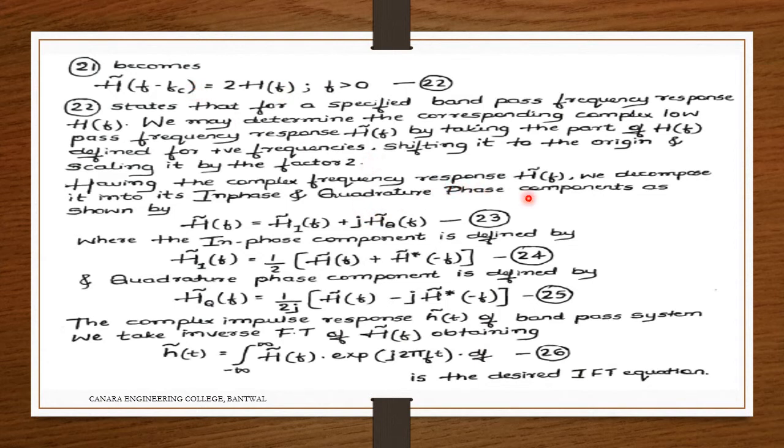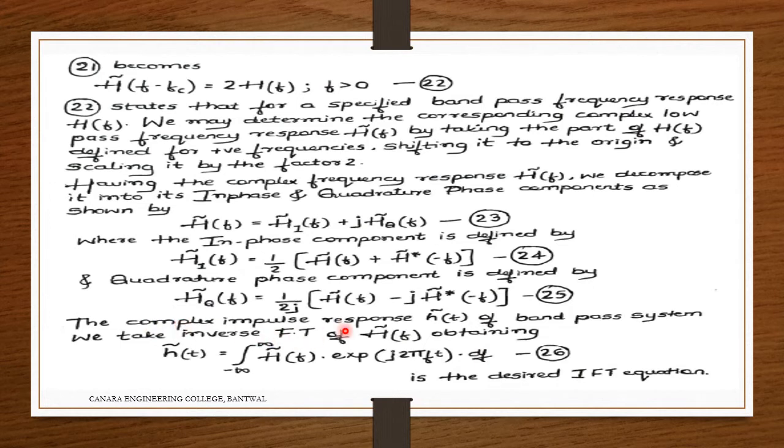Having the complex frequency response H cap of f, we decompose it into its in phase and quadrature phase components as shown by H cap of f is equal to H cap I of f plus j H cap Q of f, where the in phase component is defined by H cap I of f is equal to half of H cap of f plus H cap star of minus f. This is the in phase component. This is equation 24. Similarly, for the quadrature phase component, we define H cap Q of f is equal to 1 by 2j, because the quadrature phase is accompanied by the complex part here, times H cap of f minus H cap star of minus f. This is equation 25.